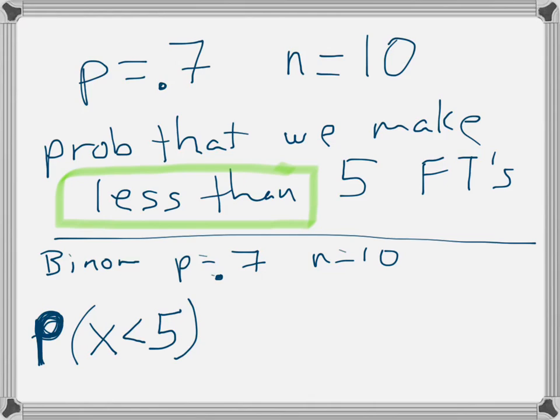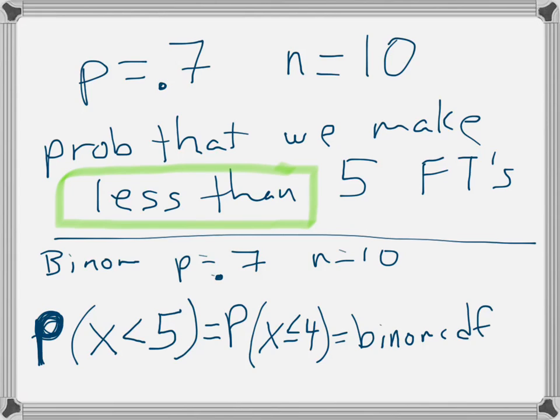So, probability that x is less than 5, that's the same as the probability. So if you're making less than 5 free throws, that's the same as making less than or equal to 4 free throws, which is binom CDF of 10, 0.7, and 4. So throw that in your calculator. So the probability that you shoot less than 5 made free throws is approximately 0.047, which is 4.7%.